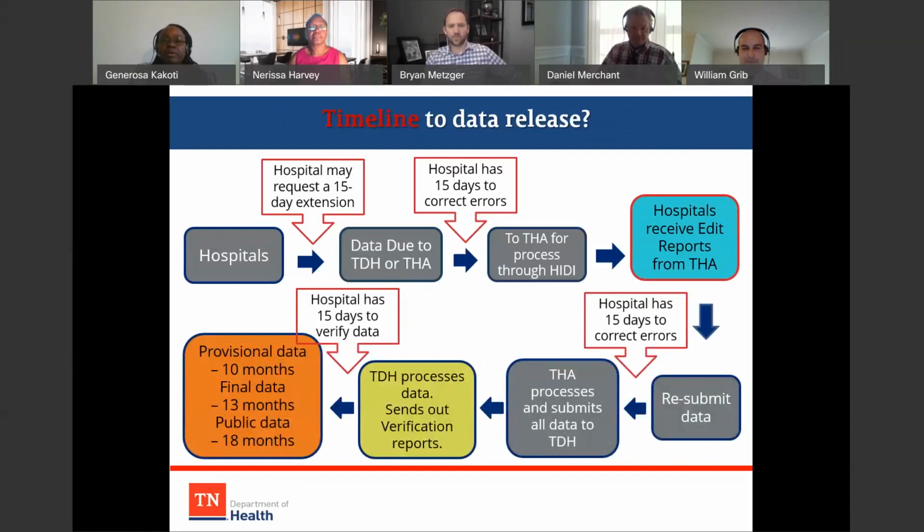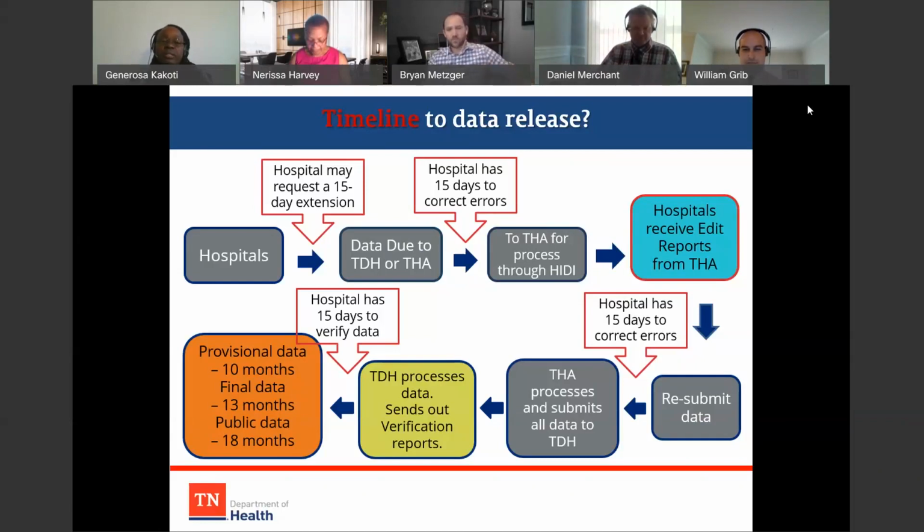The timeline to our release basically is this way. The hospitals submit data to us 60 days after the end of the quarter. A hospital may request a 15-day extension that may further delay processing of that data. But finally, we get the data in to either TDH or THA. If there are any errors, the hospital has 15 days to correct the errors. At times, they even ask for more time, so it could take up to 30 days to correct the errors from the hospitals.